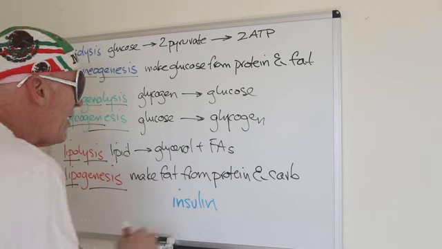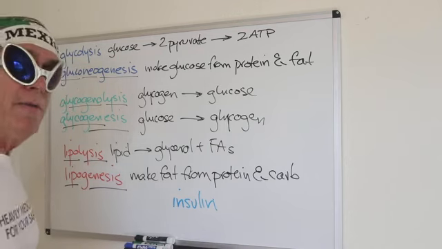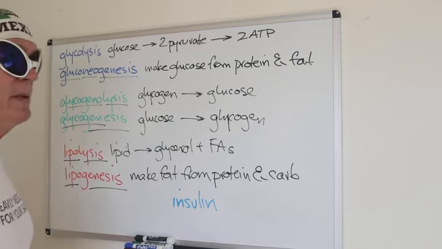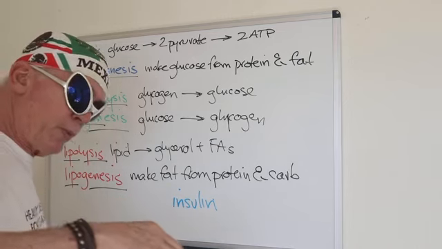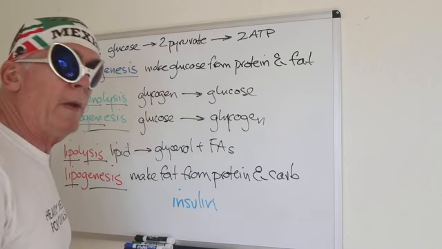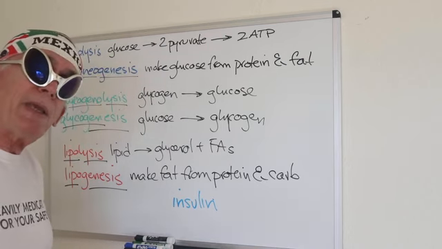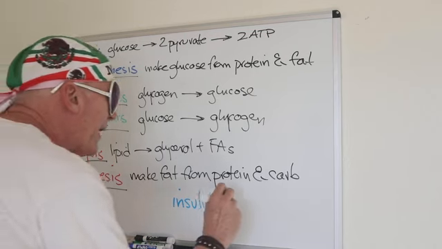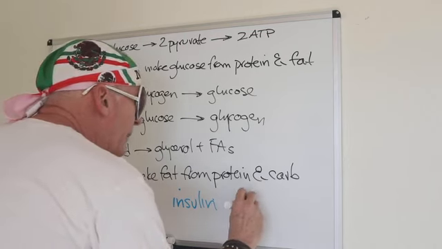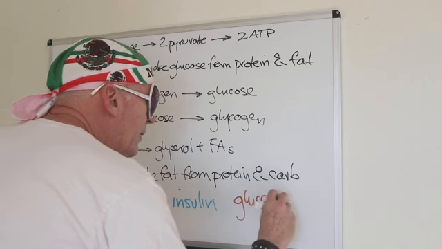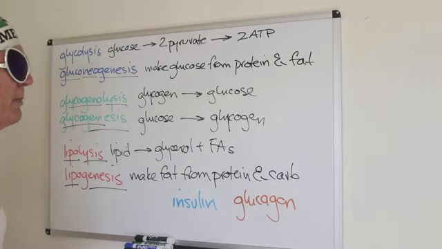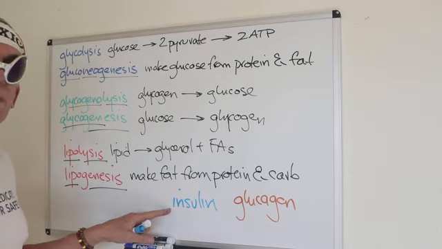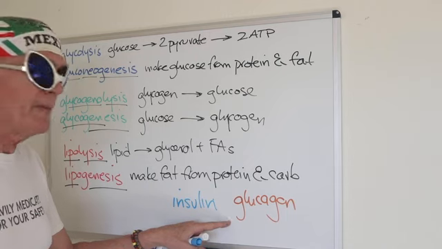And then who do we have in the unfed or post-absorptive state? Well, now we've got the opposite problem. We haven't eaten anything, so our blood sugar is going to go down. So we have to find a way to raise our blood glucose. And what hormone does that for us? That hormone is glucagon. Both secreted by the pancreas, all right? Insulin secreted by the beta cells, glucagon secreted by the alpha cells.